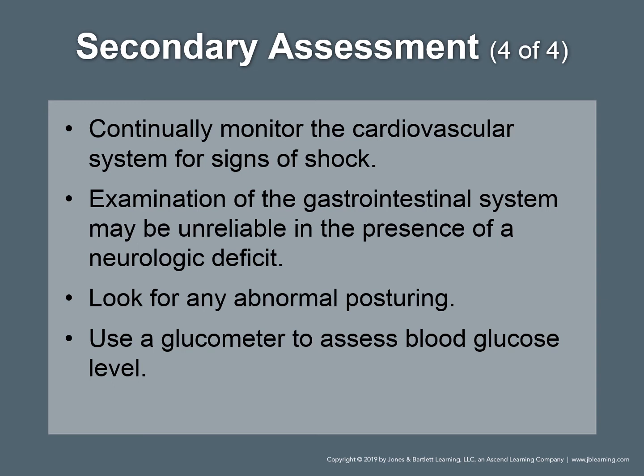Check the GI system. It's not going to be really effective if the patient has an altered mental status, but you do want to palpate and make sure there's no internal bleeding. And for all of your altered mental status patients, always, always, always check a blood glucose. Okay, so your diabetics and your altered mental status patients, you will always check a blood glucose on.